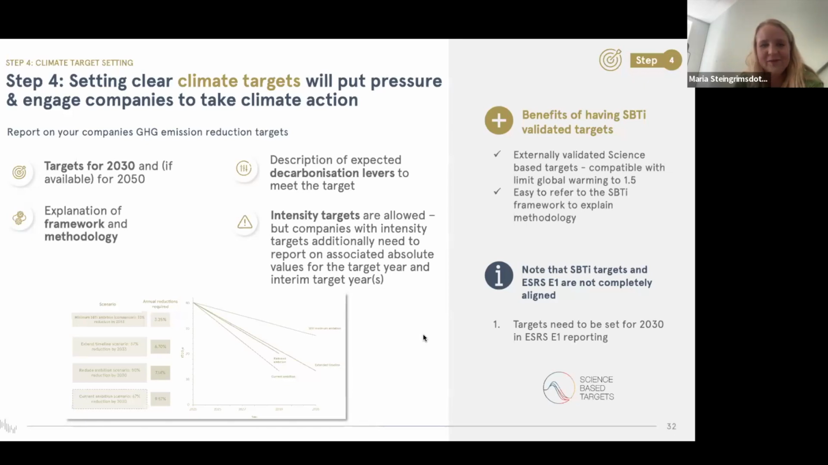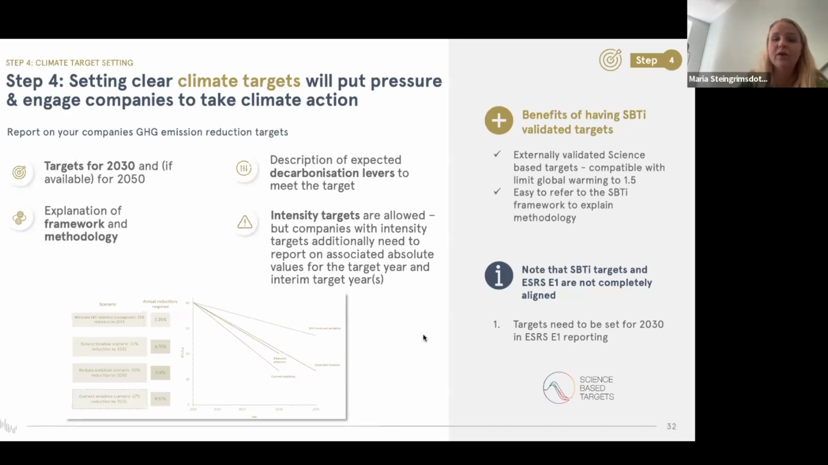Intensity targets, meaning targets that are set not in absolute values of CO2 or in percentage of CO2, but in, for example, CO2 per revenue. These kinds of targets are allowed within the ESRS E1. But if you have these targets, you need to also report on the absolute values for the target year to make this very clear to stakeholders and investors.